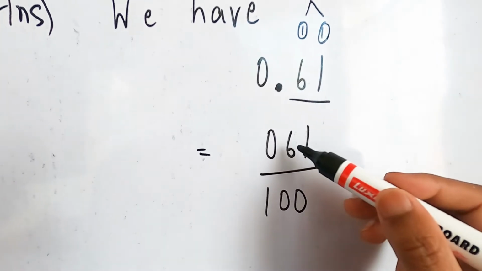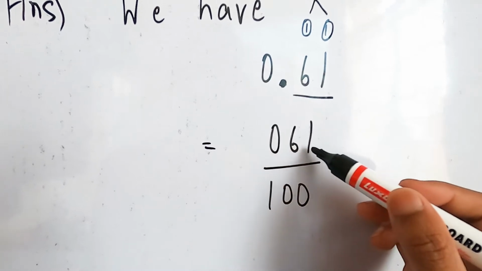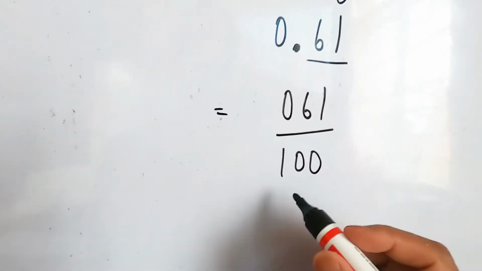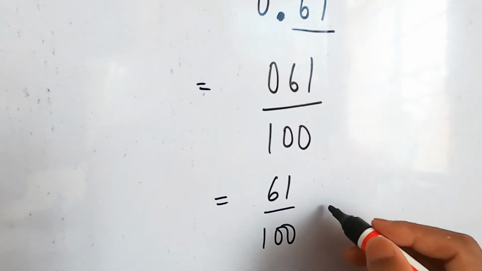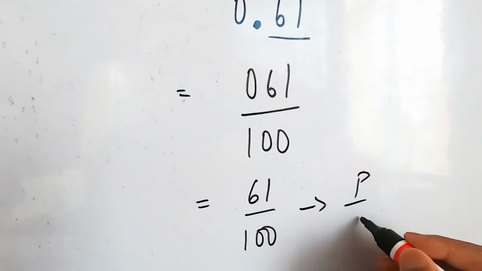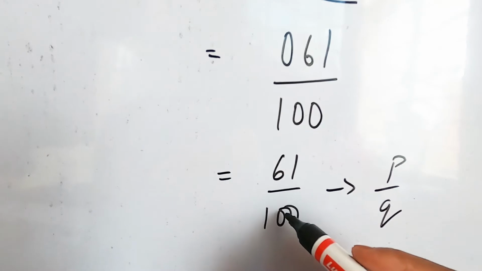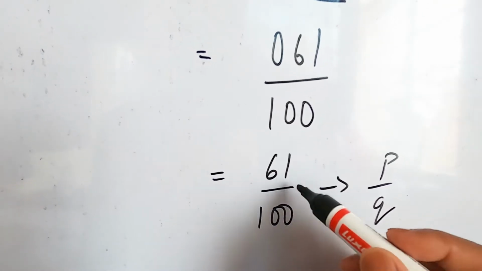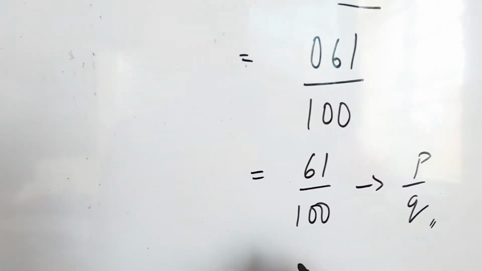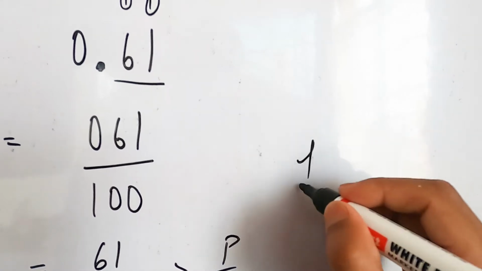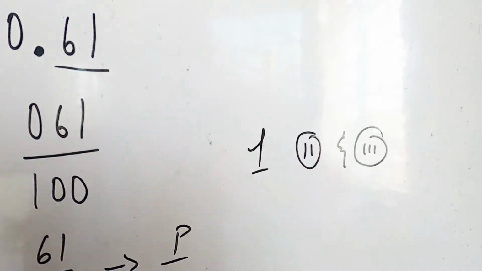Therefore, after removing the decimal point, we can simply write 61 by 100, which is in the form of P by Q. 61 by 100 cannot be divided further, so this will be your answer. For question number 1, number 2 and number 3, you do it by yourself.